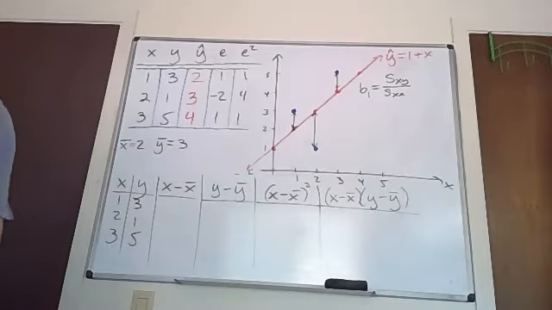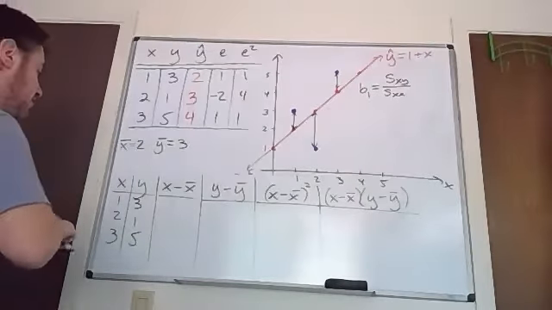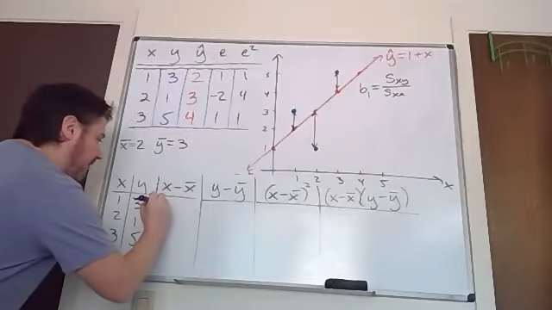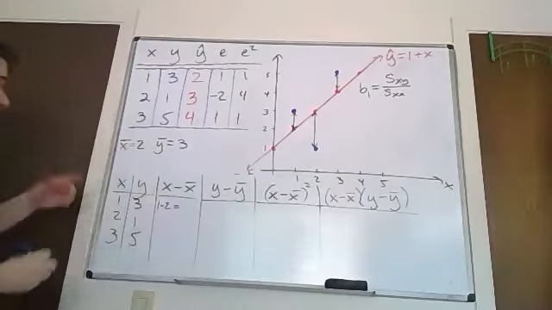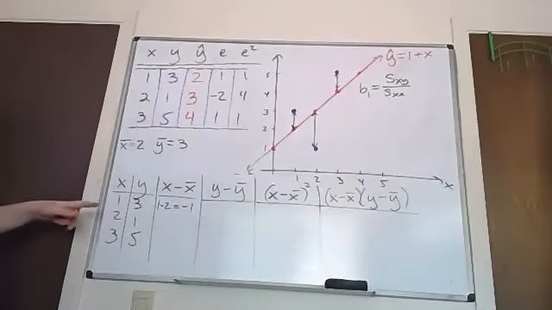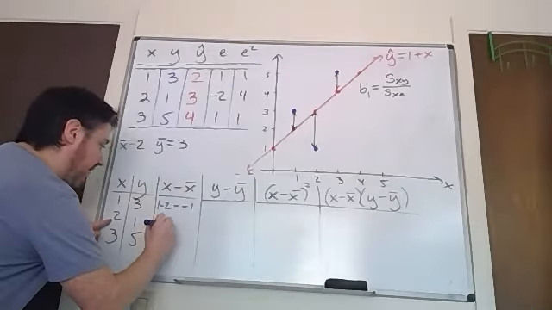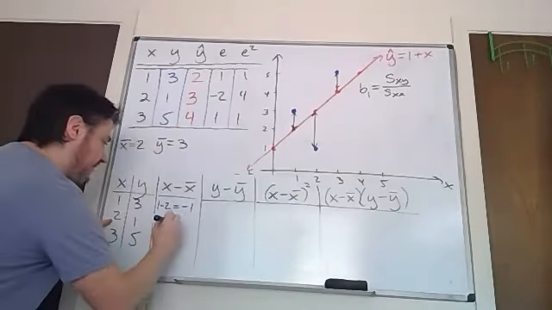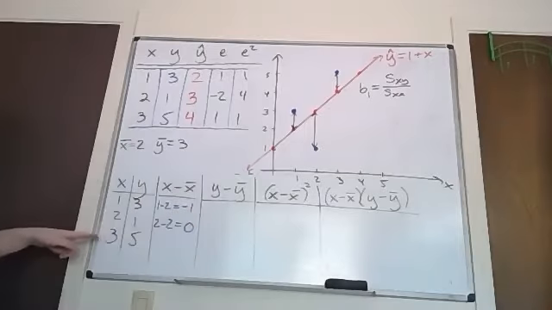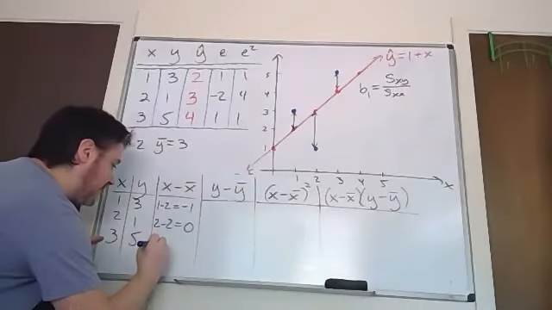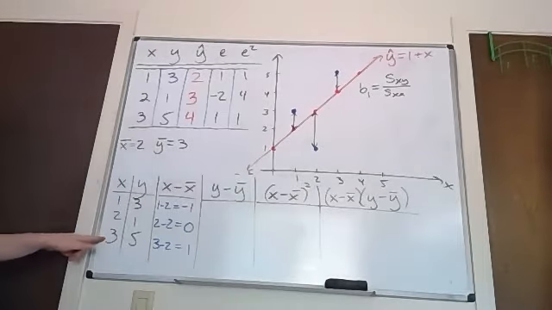So let me show these deviations. I'll show the subtraction. So x minus x bar, that means 1 minus 2, and so we get -1. Then x minus x bar when x is 2 means 2 minus x bar, and x bar is always going to be 2 here. So 2 minus 2 is 0. And 3 minus x bar, so 3 minus 2 gives me +1.